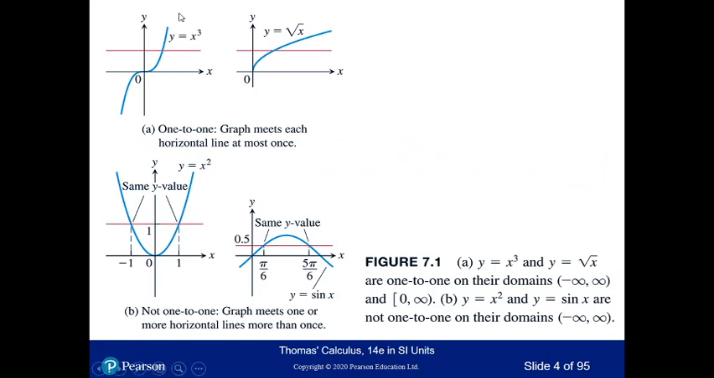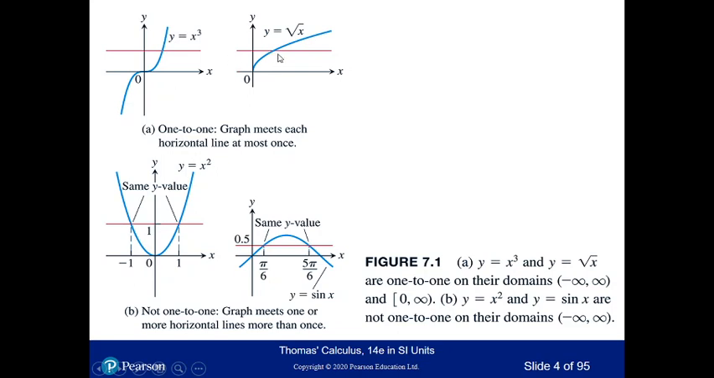Okay, let's see some examples. y is equal to x cubed. This is our simple, popular example we use. This is one-to-one, because you can use this horizontal test. The horizontal test is going to tell you that if you go through the graph with a horizontal line, it's going to hit the function only at one point.